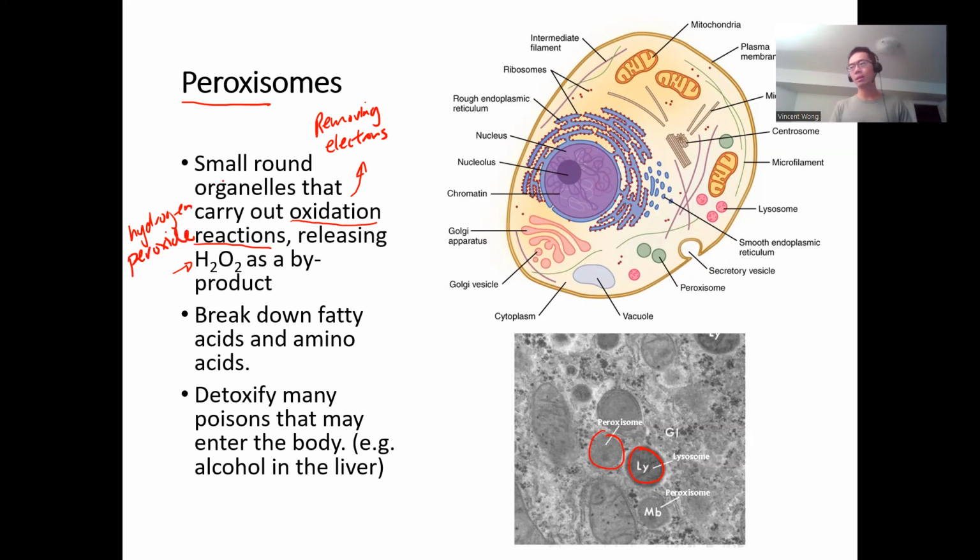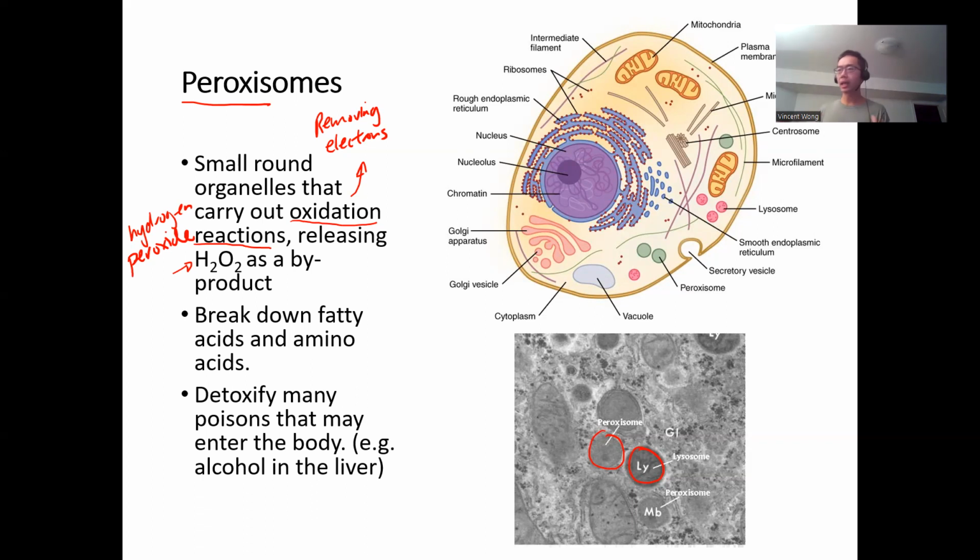Hydrogen peroxide, you can buy it from a drugstore. It's a disinfectant, right? For your wounds, for example. It comes in a brown bottle usually. But your body, the peroxisome, they produce the hydrogen peroxide as a byproduct of their reactions. And it turns out H2O2 is very toxic for the cell, so they must contain it within the peroxisome.